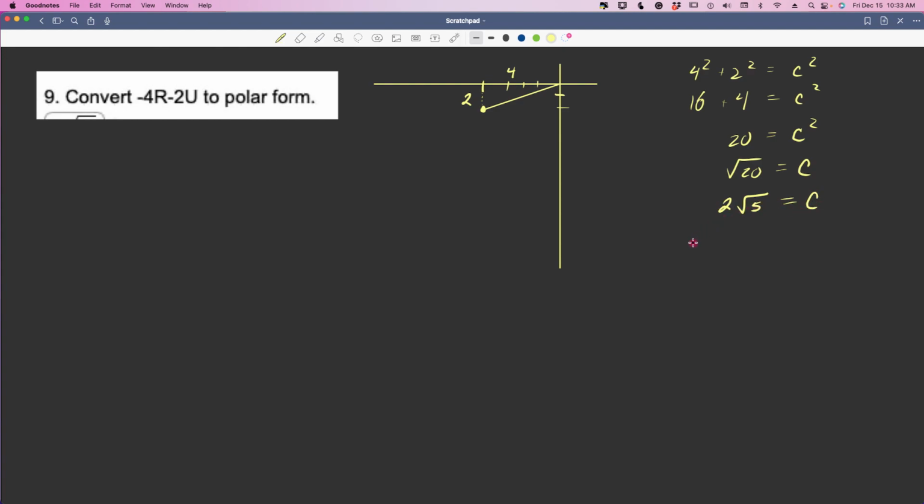So that's what we want for c. 2 times the square root of 5, which it looks like you got that right. Let me double check here. Yeah, you got that part right. No problems. All right, so now we have to find the degree of measure, right? So that would go in here. 2 times the square root of 5, and then we have the slash, and then this part is the degree of measure. So that's what we've got to find here.